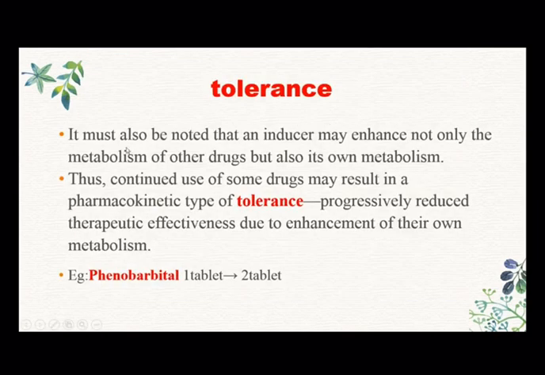Tolerance. It must also be noted that an inducer may enhance not only the metabolism of some drugs, but also its own metabolism. Thus, continual use of some drugs may result in pharmacokinetic tolerance, progressively reducing therapeutic activity due to enhancement of their own metabolism. For example, phenobarbital: one tablet is used for a period of time, then two tablets have to be used to maintain the same effect.